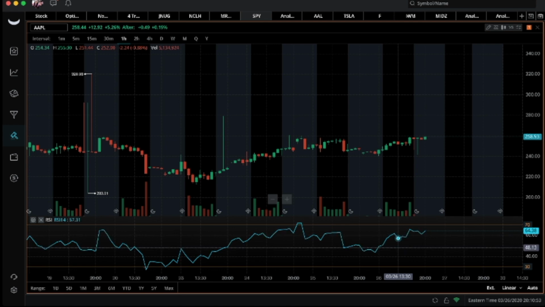So it is always best to pair a leading indicator with a lagging indicator somehow. We use the lagging indicator to find the trend, we use the leading indicator to find entries.